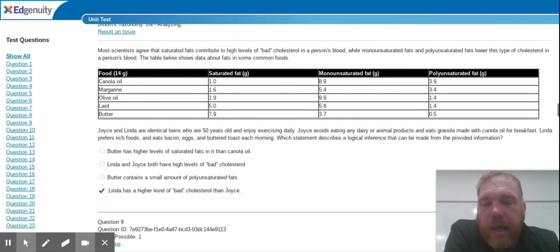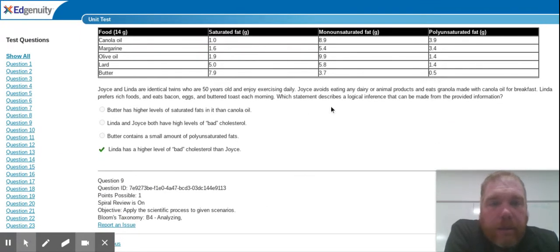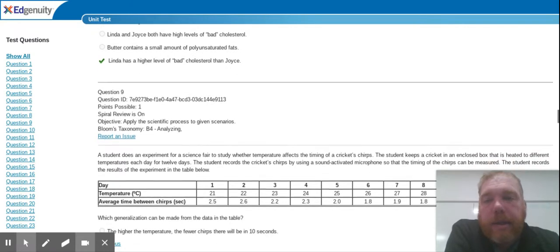Number 8 is asking about which statement describes a logical inference, or what you can gather from the data. And it all goes back to what they eat. Joyce avoids eating dairy and animal products. Linda eats rich foods, bacon, eggs, and buttered toast. All of those have a high amount of saturated fat, so she would have more bad cholesterol.